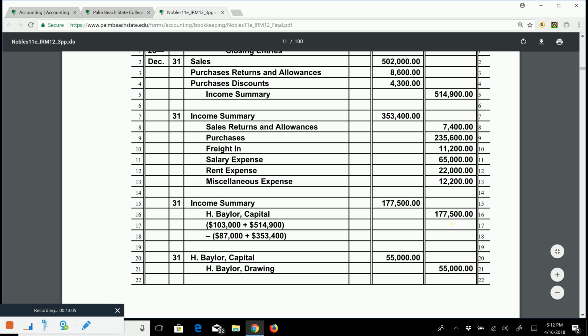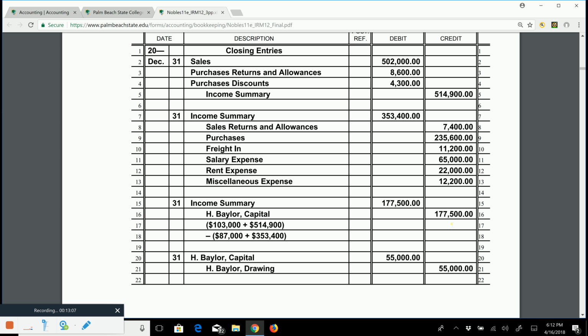And the last closing entry is when the owner has drawings or withdrawals from the account, and the owner is basically just taking a cash check. You can see on page 565, the drawing has a debit balance of $55,000. We've got to close that out to the capital account. So to close the drawing account, we'll actually credit the account, and that zeroes it out. And the debit is going to go directly to the capital account.